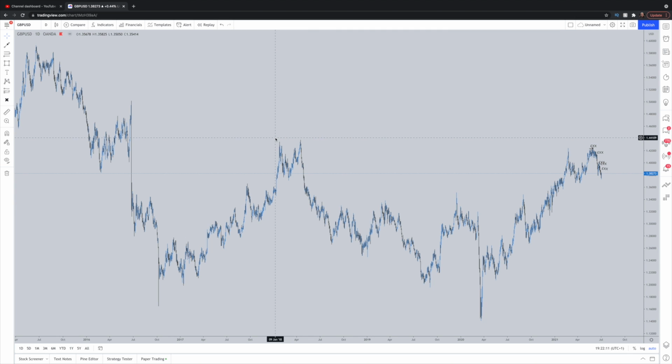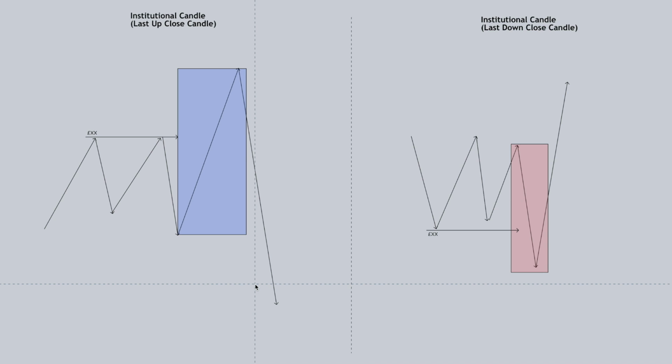We're going to be talking about institutional candles, and I really wanted to break it down starting from the basics, like literally what they are and how to identify them. What is an institutional candle? So an institutional candle is a candlestick whereby they run out liquidity first before heading in their intended direction.